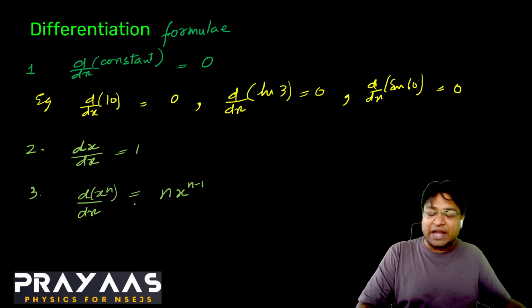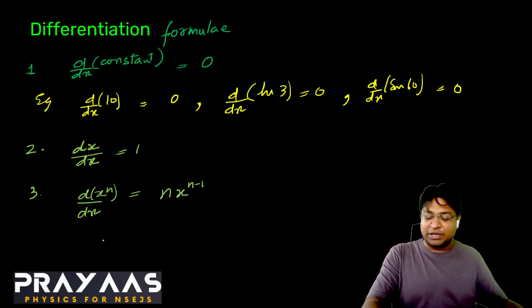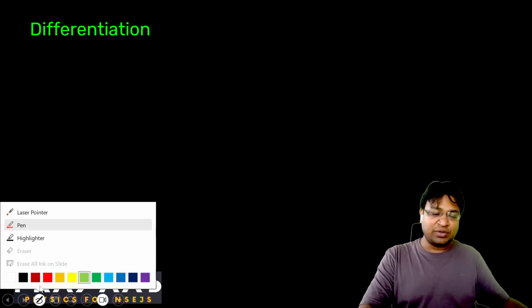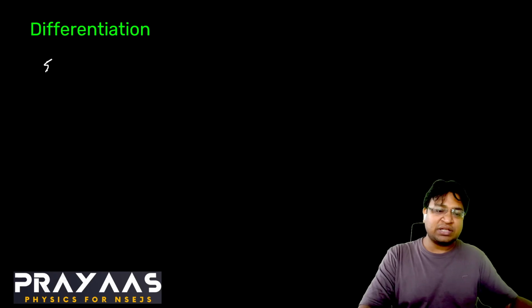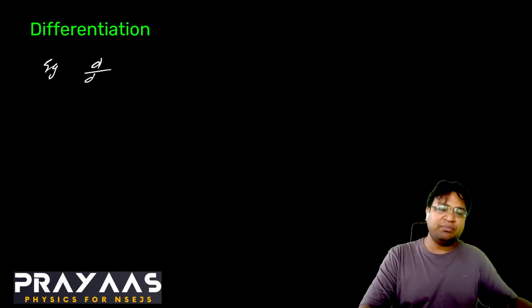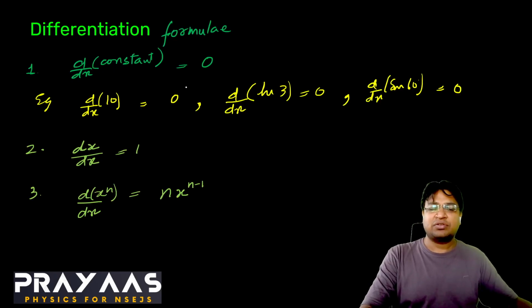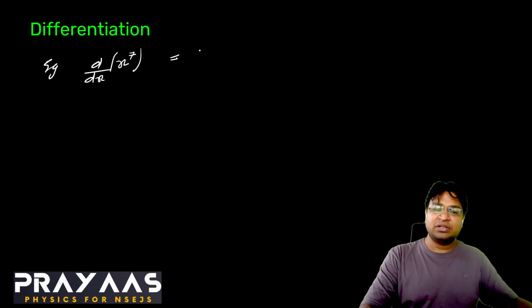So once you have carried out the differentiation, this is what you're going to get. Let me give you some examples on this. For example, d by dx of x raised to power 7. Here we can see that n is 7. So that would be 7 times x raised to power 6.